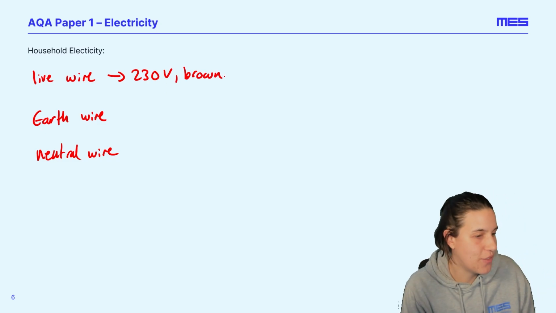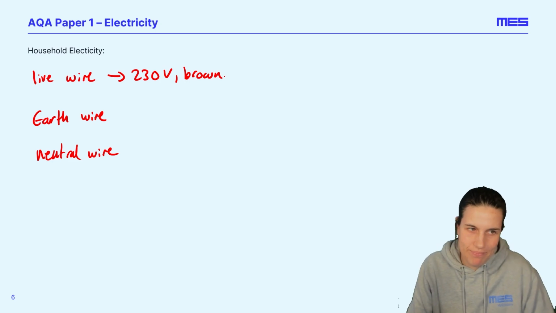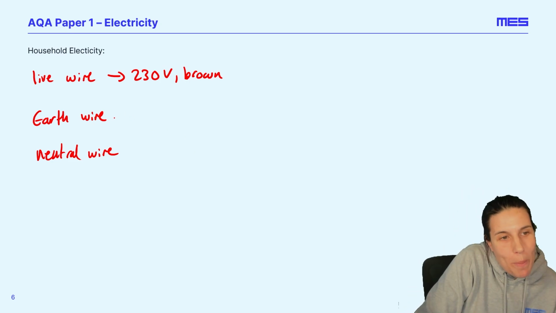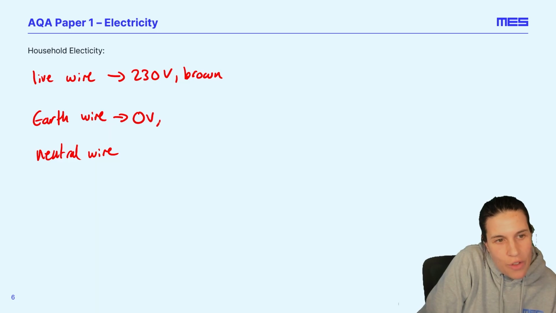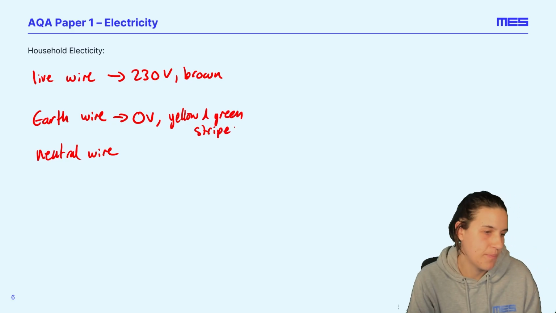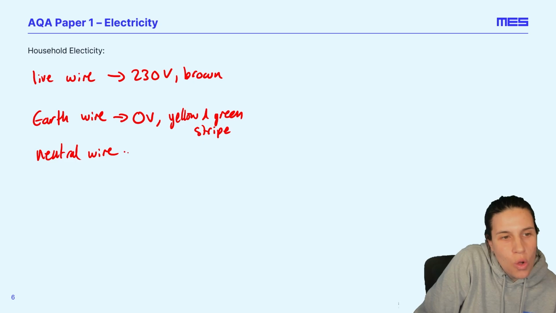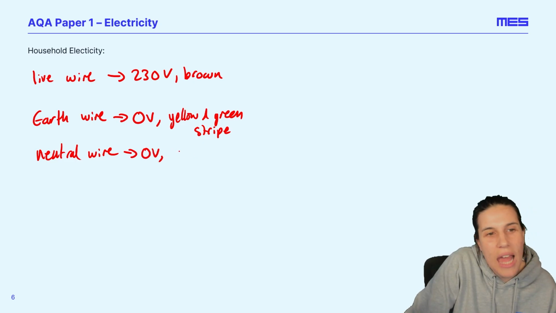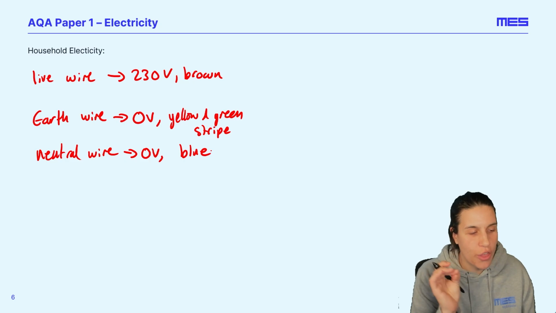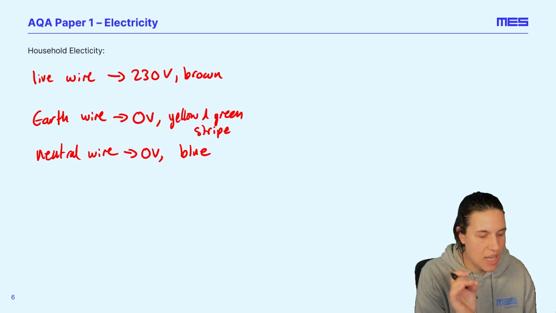And it is brown, because if you hold on to it, think about what will happen, okay? Your earth wire is a safety feature. It's got a potential difference of 0 volts, and it's got a yellow and green stripe. Your neutral is also at 0 volts, and it is blue. So these are the 3 wires that you find in a plug.